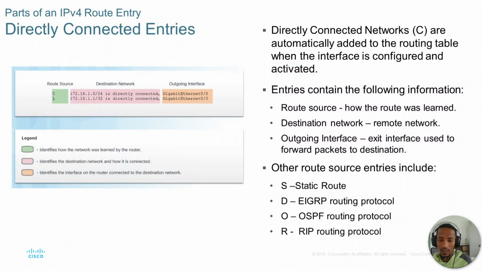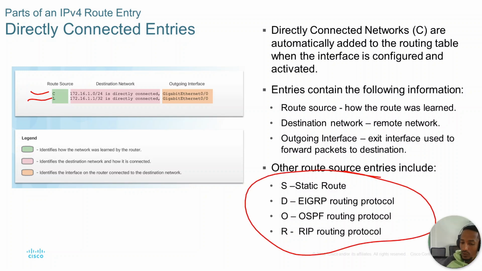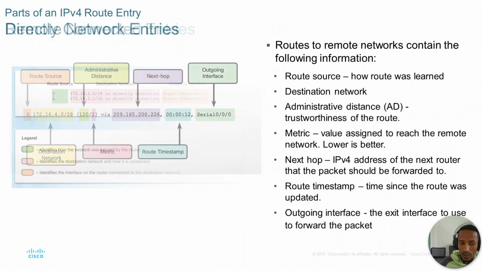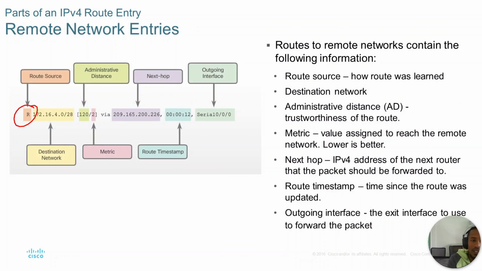So we have discussed this. Now you can see the meaning of C. C is directly connected. What is the meaning of L? Anyway, these are the routing information. So whenever you see S, that's called static. Whenever you see D, that's EIGRP. Whenever you see O, that's OSPF. Whenever you see R, that's RIP. So now, for example, you are seeing R here. What does it stand for? It stands for RIP.